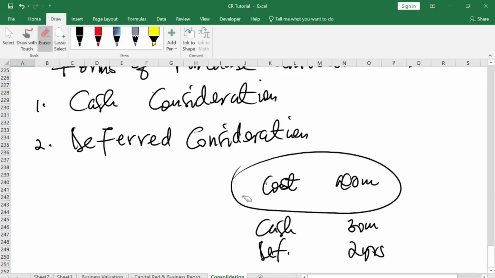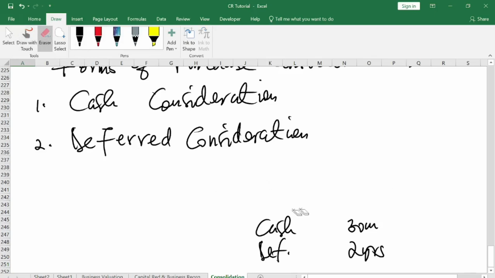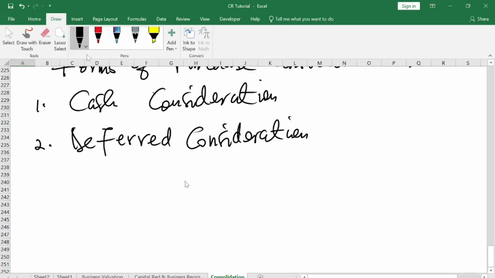Or maybe they can say that all the 40 million we will pay in 2 years. So for now, we will agree, then we will take over the business. By the 2 years time, we will manage the business and give you the money you requested for the acquisition. So that is what we call deferred consideration. Now the third one is what we call contingent consideration.